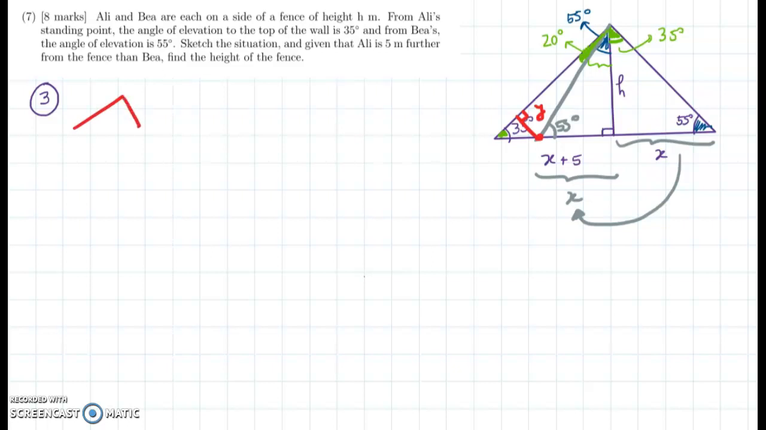We have a small right angle triangle. We are calling Y the leg over here. We know this angle over here is 35 degrees, and we also know that the hypotenuse is 5, because that's the difference between the distance to the fence between Bea and Ali. So now we have all the information we need to find Y, and that's what you are going to do without using approximation, so keeping exact values, so keeping a trigonometric ratio of 35 degrees.